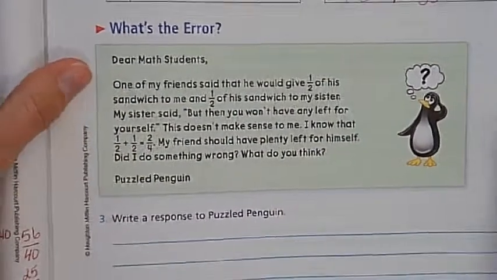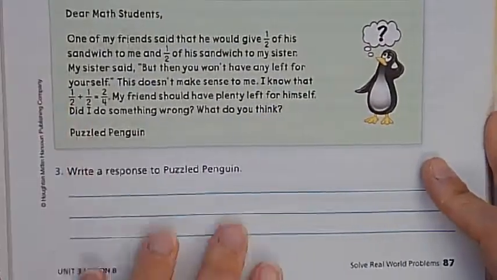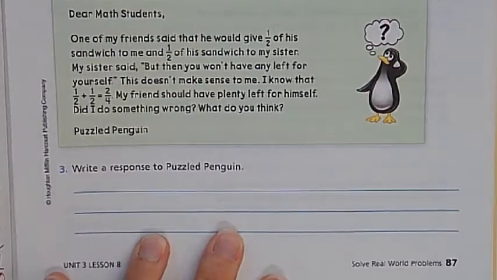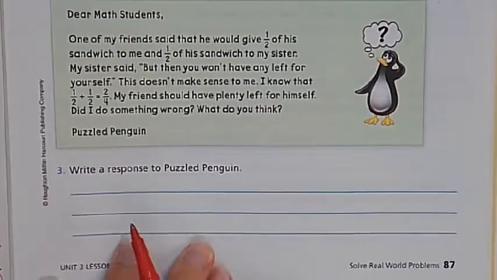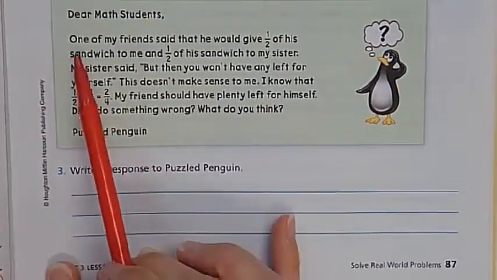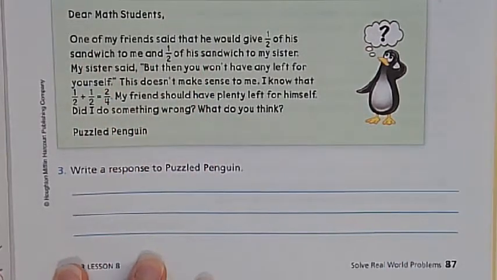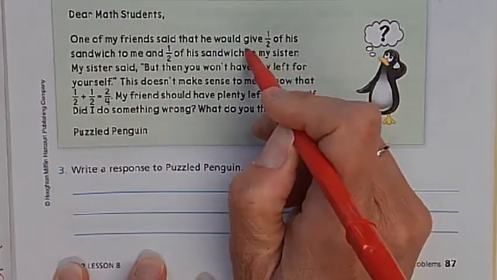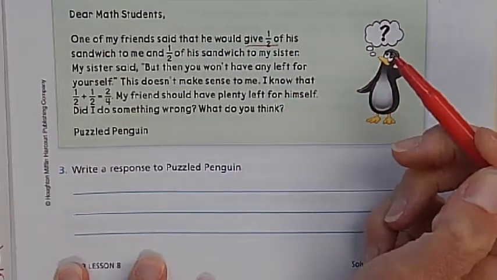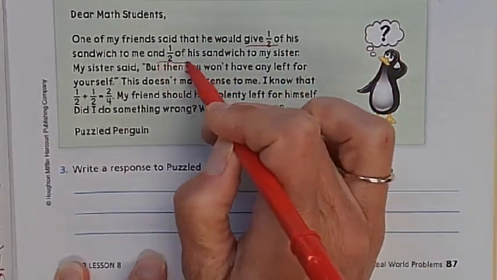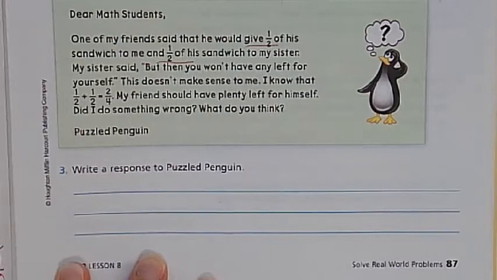All right, here's your next little example. I'm gonna try to help our friend Puzzled Penguin real quick because he has some errors in the way that he's thinking about math. He's talking about his sandwich, and his friend is saying that he's gonna give half of his sandwich to Puzzled Penguin, and he's gonna give the other half of his sandwich to his sister. But the sister says, well, then you don't have any for yourself.